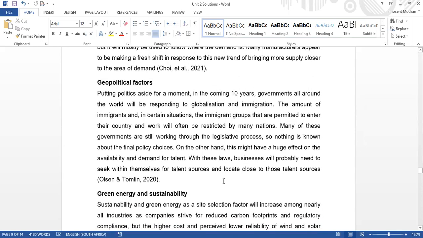We have geopolitical factors, this will also change in the next 2 to 10 years. So putting politics aside for a moment, in the coming 10 years or so, governments all around the world will be responding to globalization and immigration. The amount of immigrants, and in certain situations, the immigrant groups that are permitted to enter their country and work will often be restricted by many countries. Many of these governments are still working through the process, so nothing is known about the final policy. So in the next 10 to 20 years, the geopolitical factors are going to change.